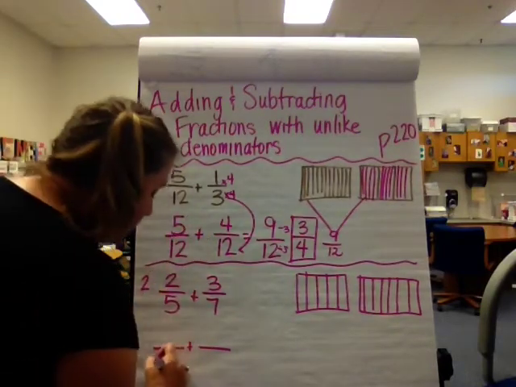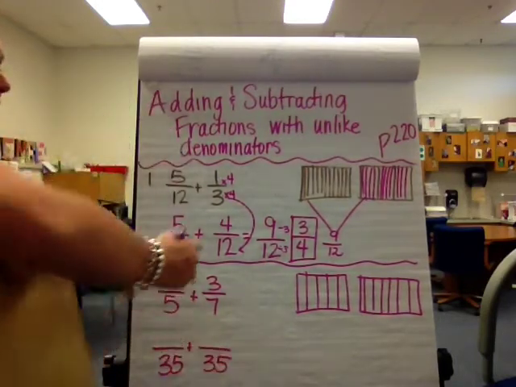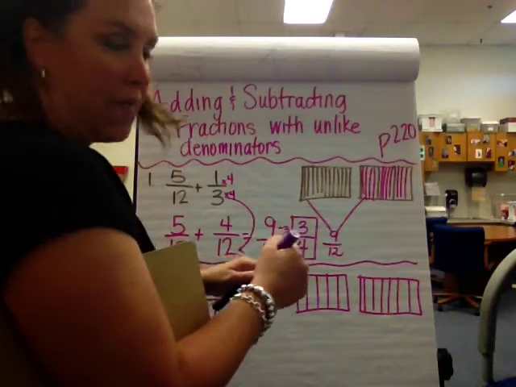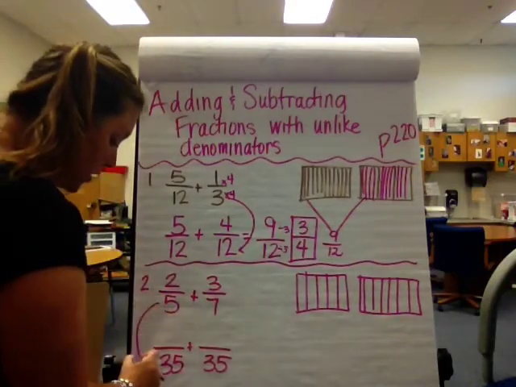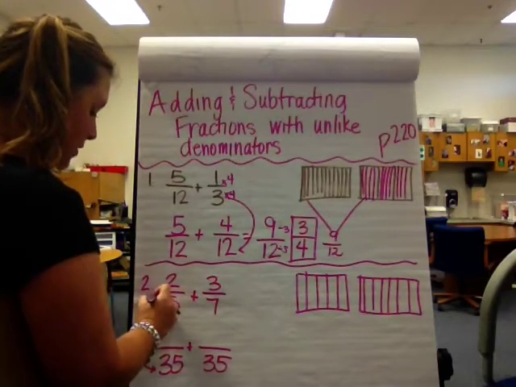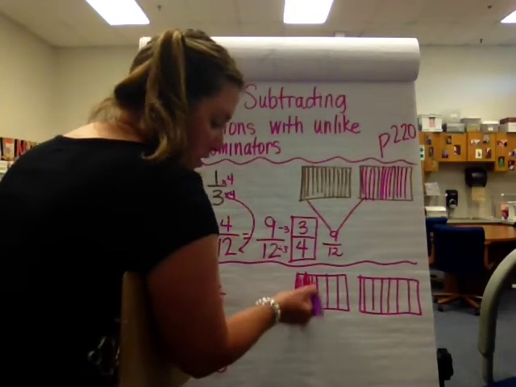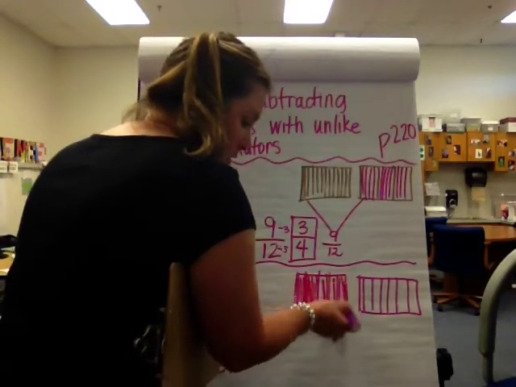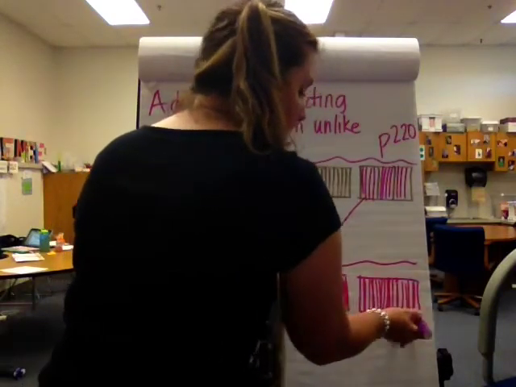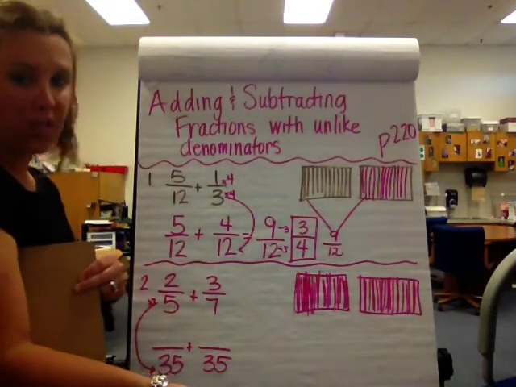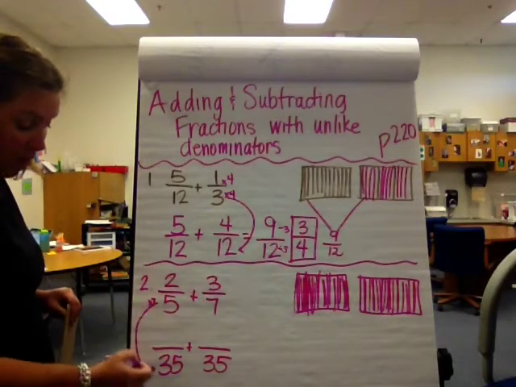Okay? So 35. So that means I literally, and I don't have enough room, but I'm literally going to take my fifths, and what am I going to do to get to 35? I'm going to multiply that times 7. So each one of these, I'm going to do times 7 times. And then over here, I'm going to do this one, each of those sections, by 5, and they're both going to end up being 35ths. So whatever I did to the bottom, I must do to the top.